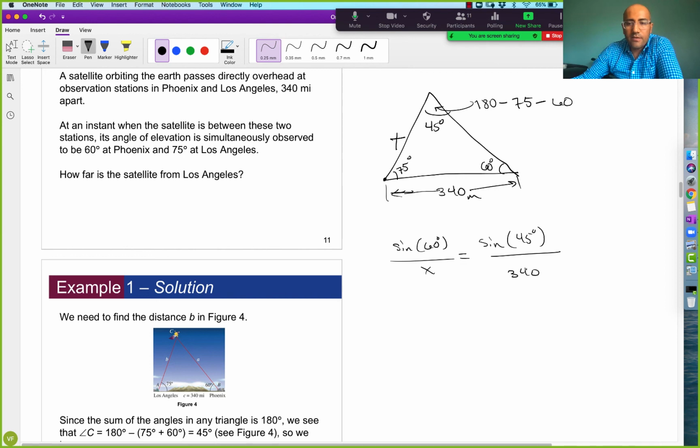Good, so I've got three things I can solve for. So I can solve for x, right here. I can solve for x by multiplying both sides of this equation by x. X on this side cancels, times x on that side, and then multiplying both sides by the reciprocal. And so I'll end up with x equals 340 times sine of 60 degrees divided by sine of 45 degrees.